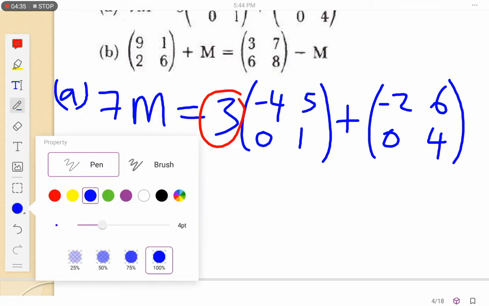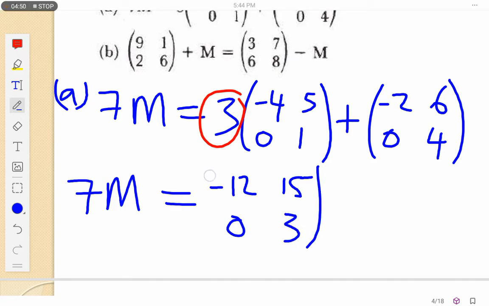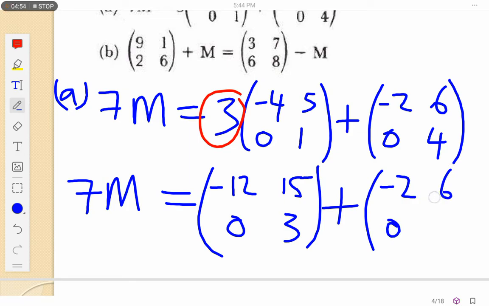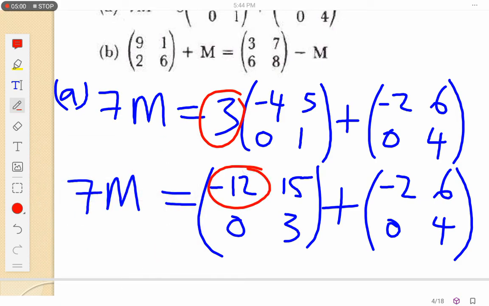Okay, let's do that. I will have, this side I have 7m. I'll have 3 times minus 4, I'll get minus 12. 3 by 5, I'll get 15. 3 by 0, 0, and 3 here. Okay, so this is adding up with minus 2, 0, 6, 4. Okay, let's do that. Now we are going to add. We'll do the same. This number will be added with this number, this one with this one, and so on.